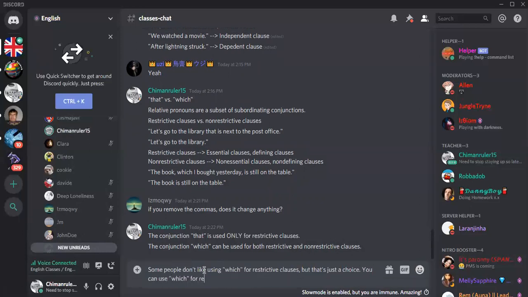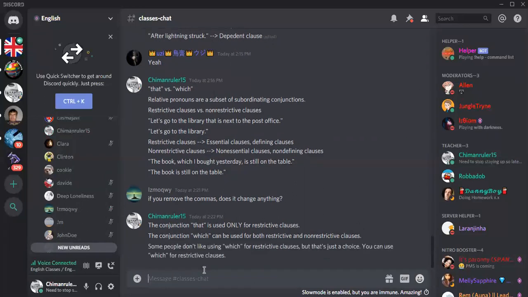You can use which for restrictive clauses. So, as I said, some people don't like using which for restrictive clauses, but you technically can. Now, going back to what someone asked earlier, if you're going to use which for both restrictive and non-restrictive clauses, you need to be careful with how you use commas.